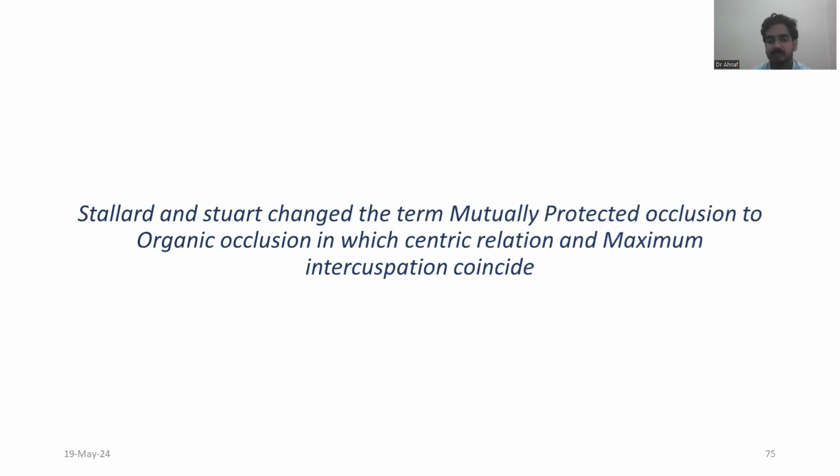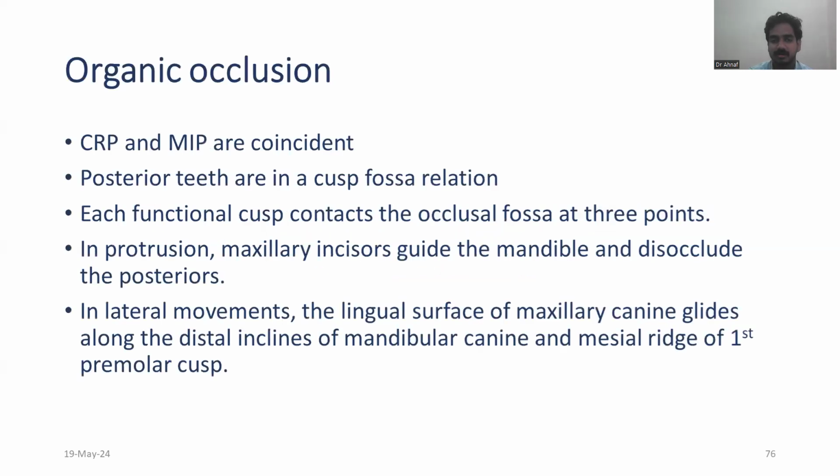Stuart and Stallard changed the term mutually protective occlusion to organic occlusion, in which centric relation and maximum intercuspation coincide. What is organic occlusion? In organic occlusion, centric relation position and MIP are coincident. Normally, in a normal patient, centric relation position and MIP may not coincide. There will be 0.5 to 1 mm separation between centric occlusion and MIP. But in organic occlusion, centric relation position and MIP are coincident, and posterior teeth are in cusp fossa relation, and each functional cusp contacts the occlusal fossa at 3 points.